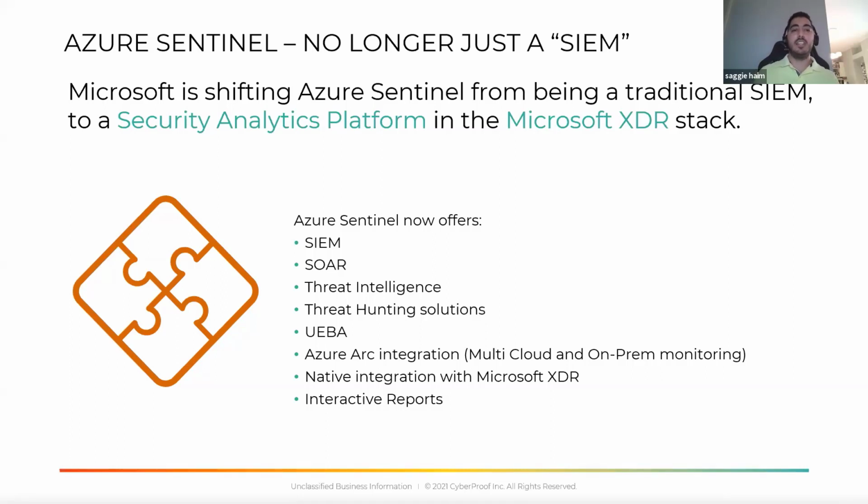We have an Azure Arc integration. As you may know, Microsoft is really investing in Azure Arc, which means multi-cloud. So we are no longer talking about only Azure. We are talking about AWS, GCP, and other clouds. We have on-prem monitoring, so we are extending our cloud to the on-prem. We have native integration with the Microsoft XDR. We know that a lot of companies are really invested in Office and collaboration tools like Teams and SharePoint, so protecting those with Microsoft tools will let you enjoy a native integration. And of course, we have interactive reports that we will see next.